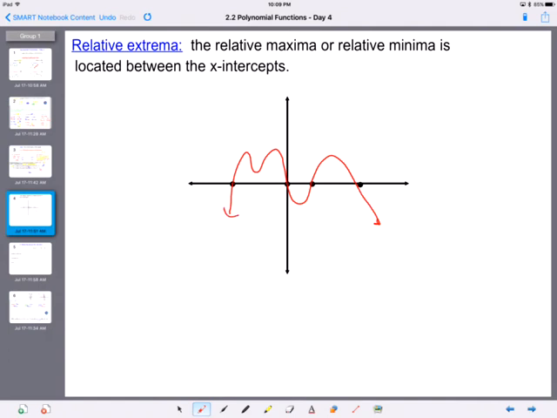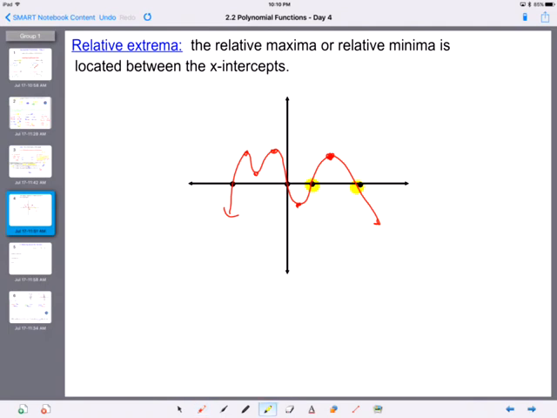Alright, and so when you go to do this, in between the x-intercepts, you're going to see these relative maxes and mins again that we talked about the other day. In between the x-intercepts, here and here, there's going to be this relative max. And once again, we're not going to find these right now. This is just giving you information about where they occur.